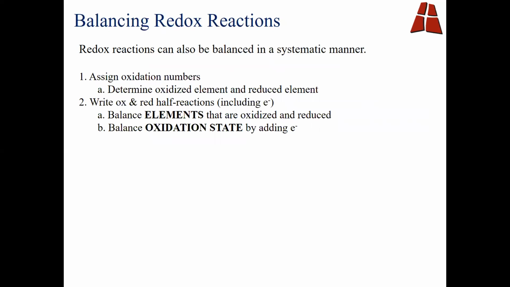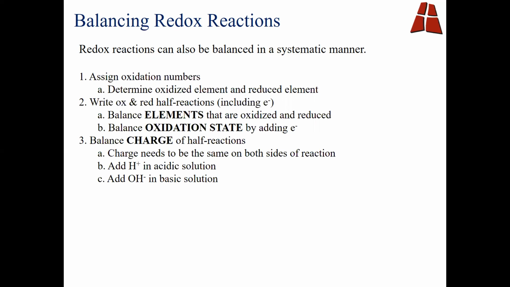Then you want to break the original redox reaction into two separate reactions, including the electrons that are present. Your first step should be to balance the elements that are oxidized and reduced, and then balance the oxidation states by adding electrons. That would be how you do step 2. Step 3, then balance the charge of the half reactions. The charge needs to be the same on both sides of the reaction.